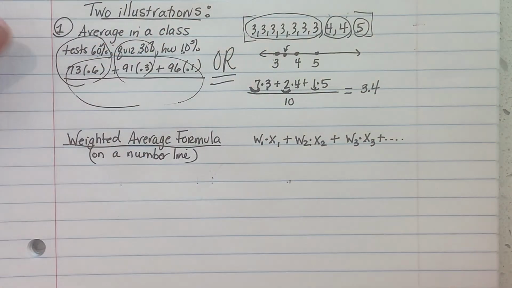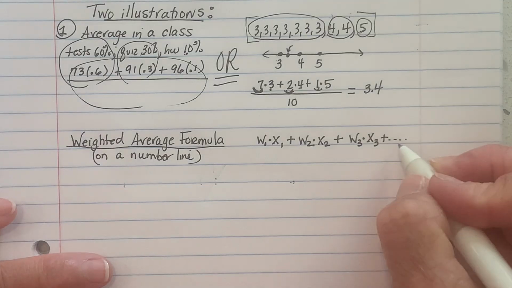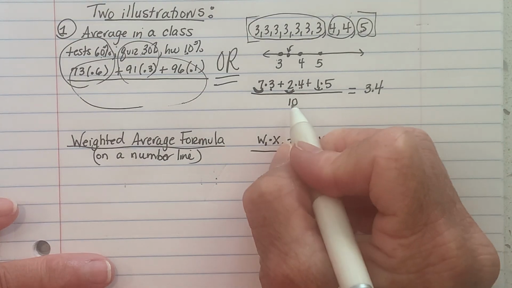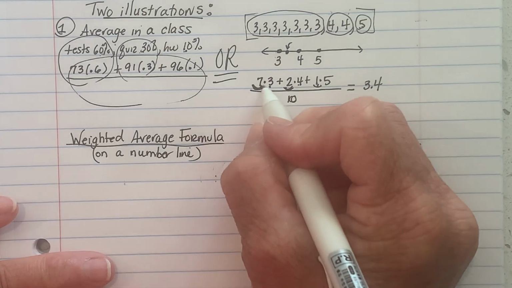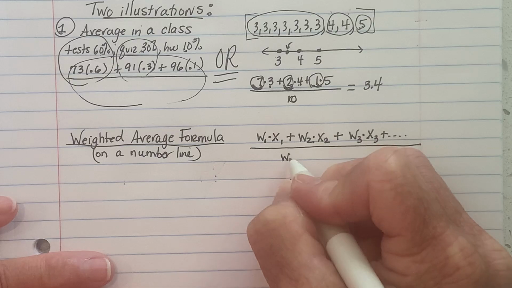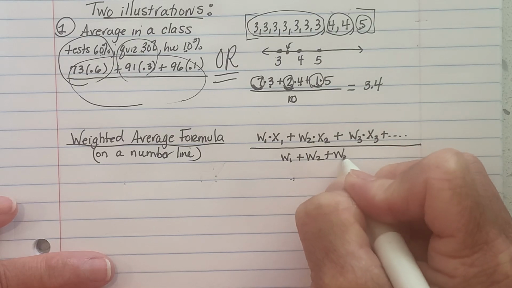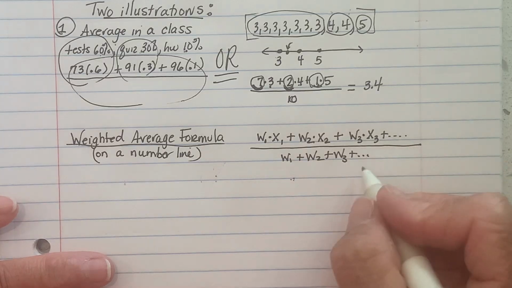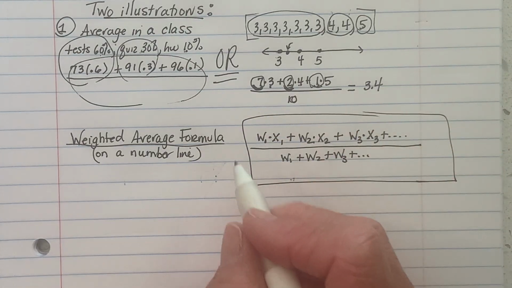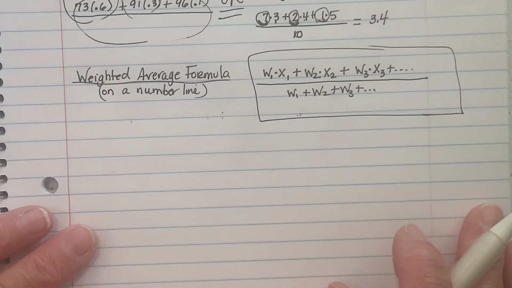I can keep doing that, and there may only be 2 values that we're going to average together. We can go as long as we need to, and you're going to divide by, remember the 10 in this example came from adding 7, 2, and 1. You're going to divide by the sum of the weights of the points. And again, as many points as you have, you can keep dividing by that. So this is going to be our weighted average formula on a number line. So let's do an example of what that looks like.